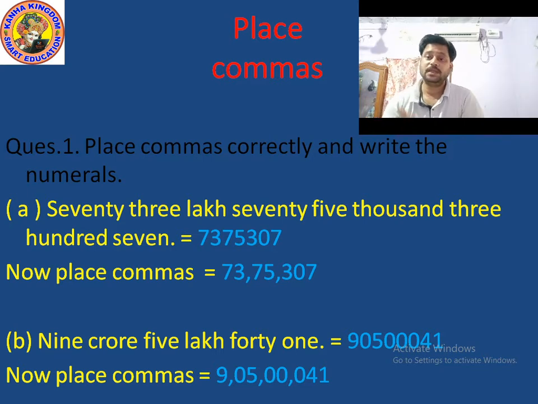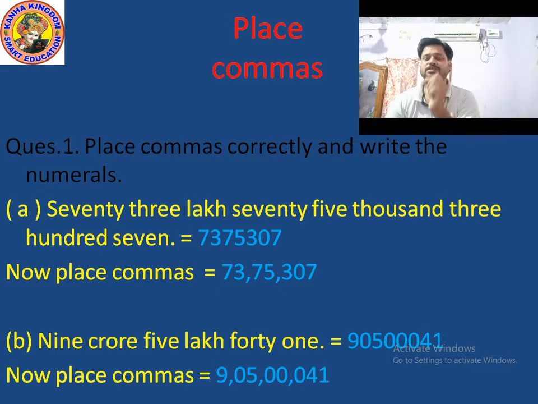thousand period, and in the thousand period, which number? 75. How can we write 75? 7 and 5, 75,000. So write down 7 and 5, again a comma, and after that 307. How can we write 307? Easily, 307. Understand how you insert the comma in a very easy way?